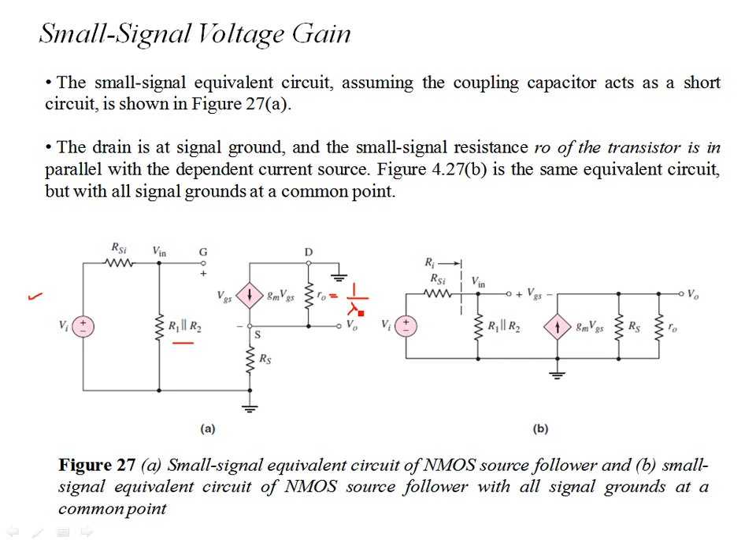We have derived this parameter in the past few lectures. You might want to have a look at that. This is 1 over lambda IDQ. This parameter is Q-point dependent, one of those parameters. Similarly, your transconductance parameter is also Q-point dependent, depending on where the transistor is biased.